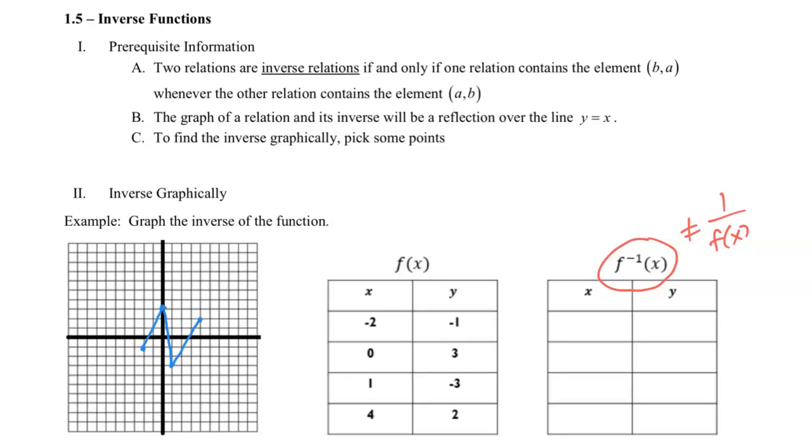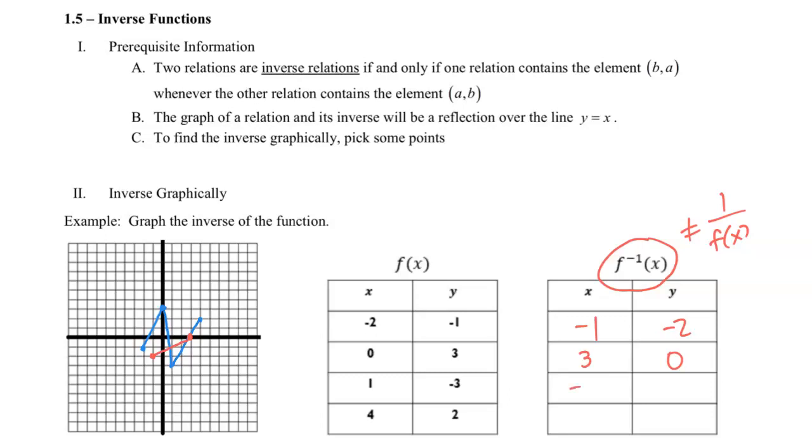So for that first point, (-2, -1), on the inverse, that's going to become (-1, -2). I'm going to go ahead and plot that point. (-1, -2) will be right there in red. (0, 3) is going to become (3, 0). And so (3, 0) is going to be right here. And I'm going to go ahead and connect those 2 points to start drawing my inverse function.